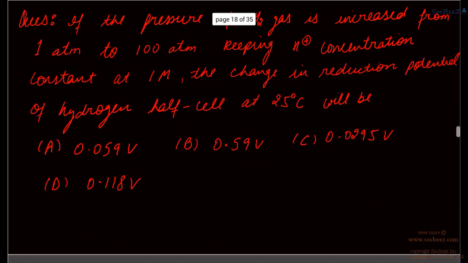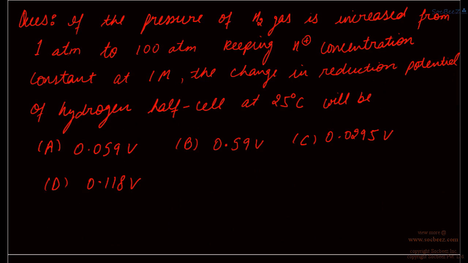Now let's discuss another question. The question says that if the pressure of H2 gas is increased from 1 atm to 100 atm, keeping H+ concentration constant at 1 molar, the change in reduction potential of the hydrogen half cell at 25 degrees Celsius will be: 0.059 volt, 0.59 volt, 0.0295 volt, or 0.188 volt.